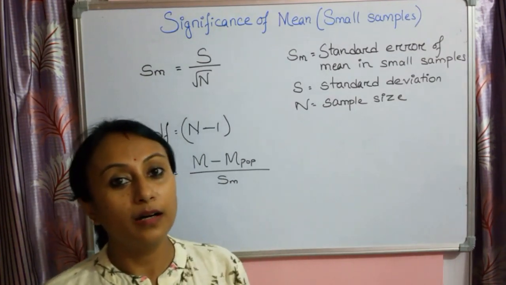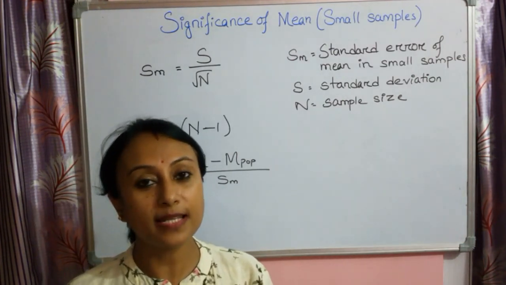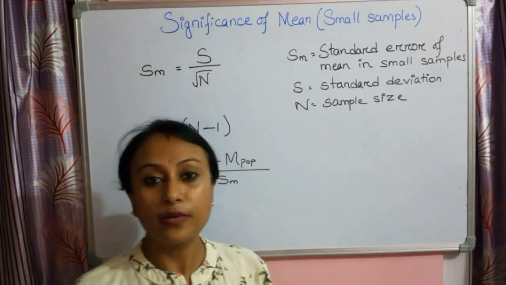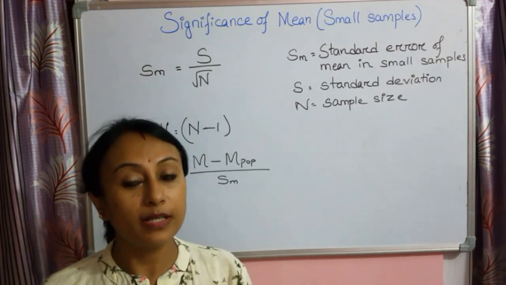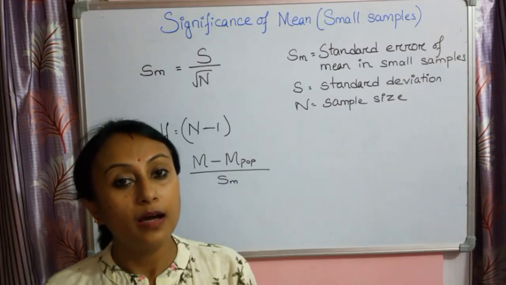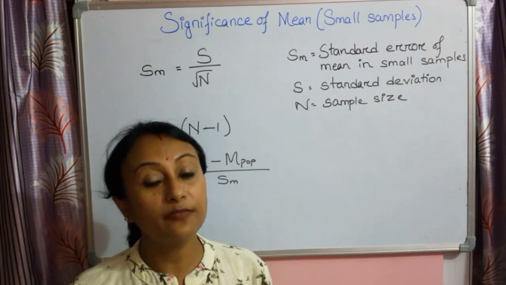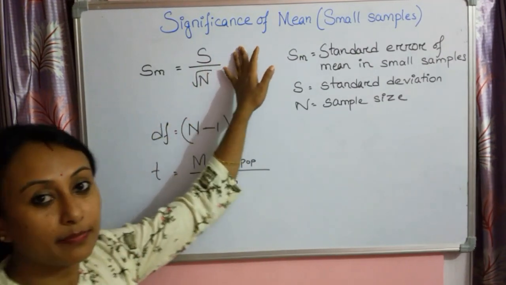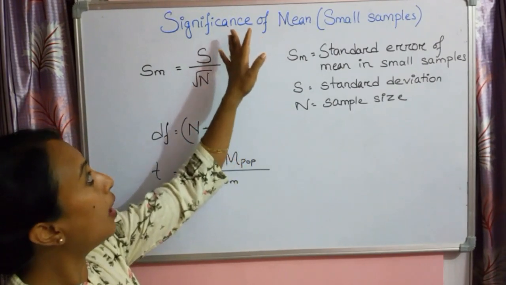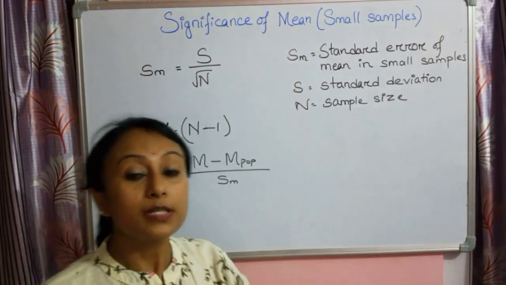In our last classes we were discussing educational statistics. What we were doing is calculating the significance of mean. In the last class we did calculating significance of mean for large samples, and in this class we will discuss how to calculate the significance of mean for small samples.